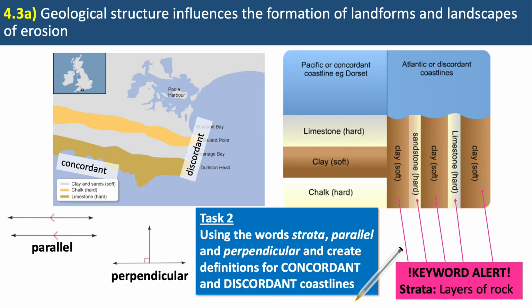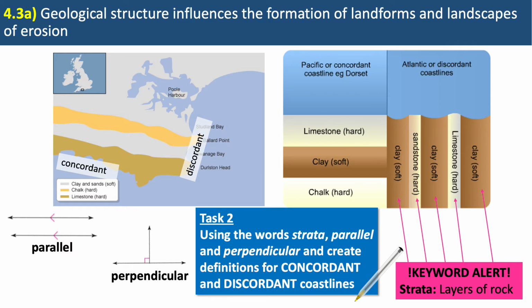Now we've got these 2 new keywords, and we actually want you to create your own definitions for concordant and discordant coastlines before you continue on to the next slides. So you'll notice that for concordant coastlines, the strata, or the layers or bands of rock, are parallel to the direction of the coastline. On the discordant coastline, those bands of rock, those layers of rock, are perpendicular to the direction of the coast. So they're at right angles.